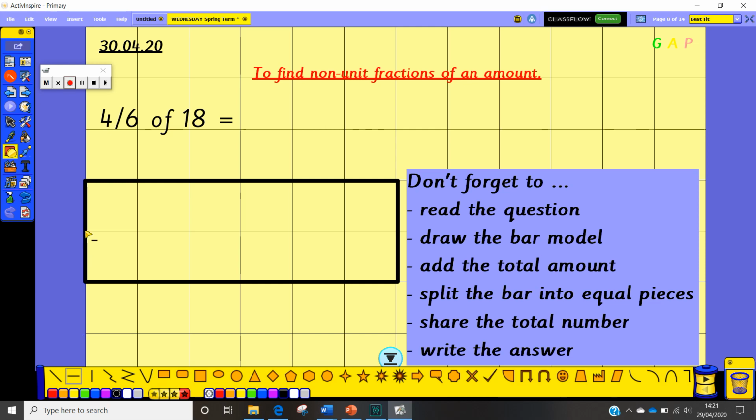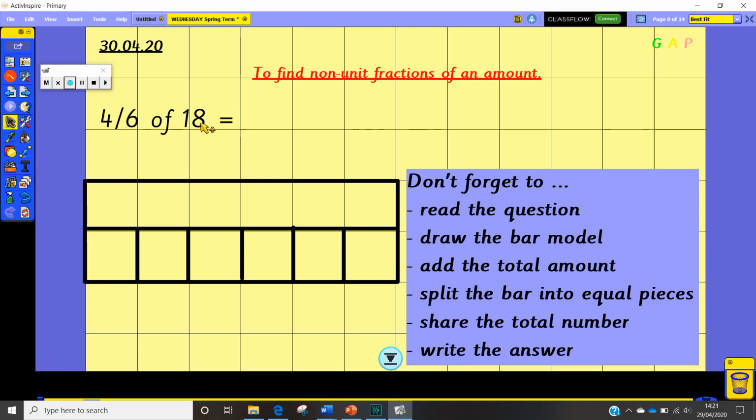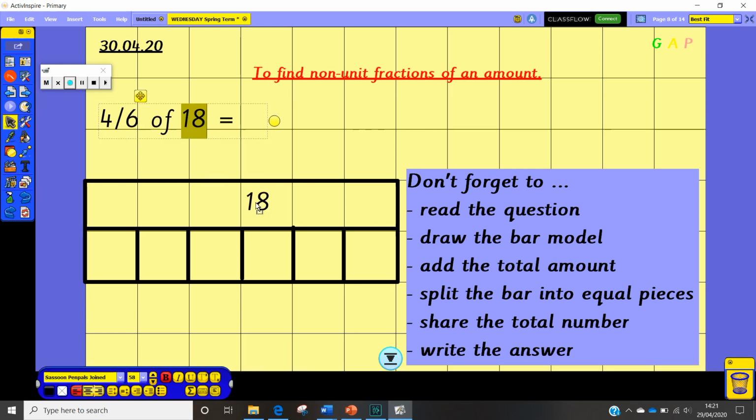I'm going to split it in half, as we have done for every other question, and then make my fractions along the bottom, which are 6. Sorry, it's just taking a bit of time, that one. There we go. And then my whole number, which is 18, needs to go in the top box there.